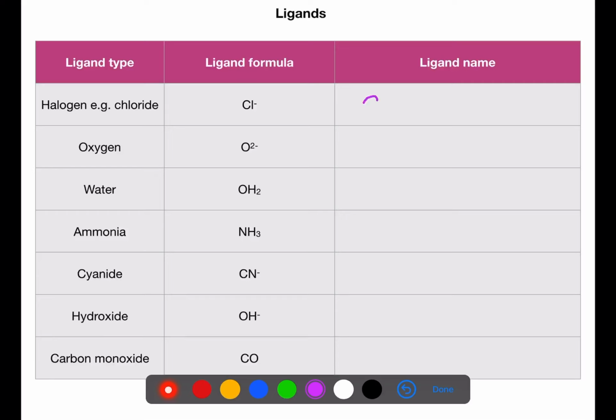As a ligand, we need to change the end of the name from chloride to chlorido, bromide to bromido, and iodide to iodido. For oxygen, we change the name from oxide to oxido.